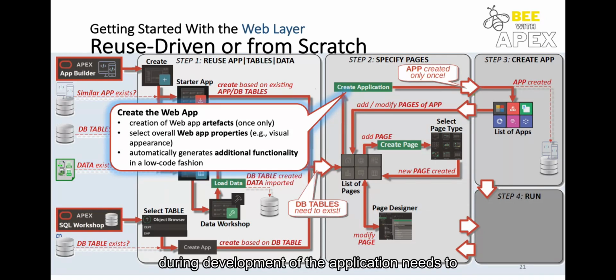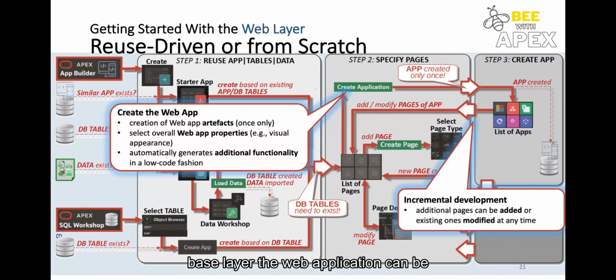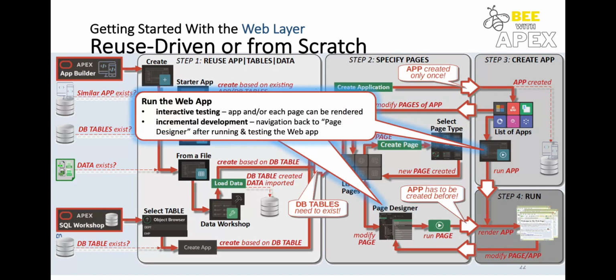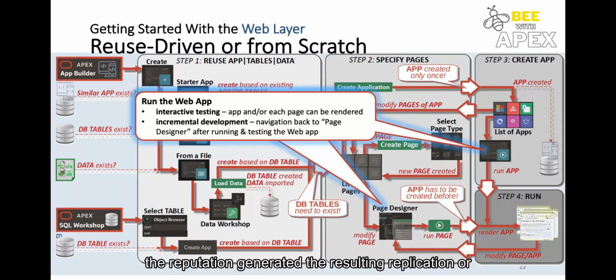During development, the web application needs to be generated once, in the course of which overall properties and additional functionality can be specified before the necessary web artifacts are created and stored in the database layer. The web application can be altered, pages modified, and new pages added at any time later, supporting incremental development. Having the web application generated, the resulting web application or individual pages can be rendered to see the resulting behavior. Thereby, the developer can directly navigate back to the page designer to change the specification of a particular page. This allows for interactive testing and facilitates incremental development of the web application in a low-code fashion.